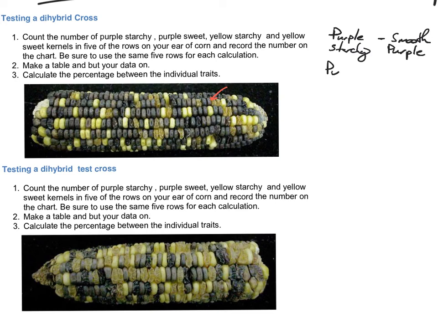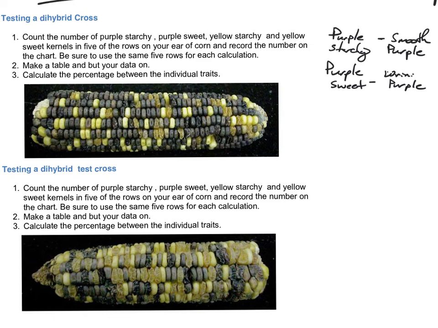Now let's say purple sweet is going to look like this, all wrinkly, like a raisin. All right? Raisins are sweet, right? So think of raisins. So purple sweet are going to be wrinkly and purple. Are we good with that so far?